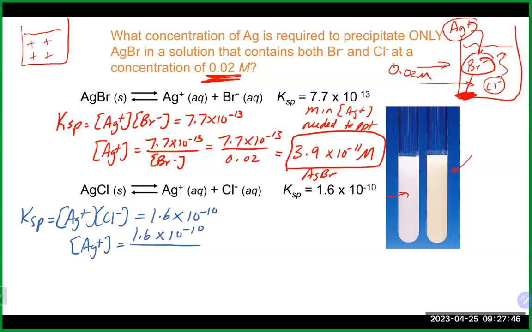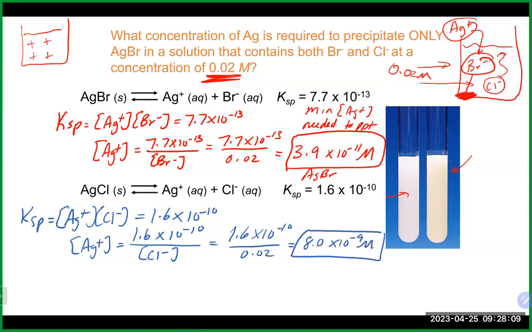We'll take our KSP divided by the concentration of our chloride, which again, we do know in this example is 0.02. And if we do that there, 1.6 to the minus 10 divided by 0.02, we would need something like 8.0 times 10 to the minus 9 molar. And that represents the minimum amount of silver that you would need to start to see silver chloride come out of solution. So that's the minimum silver concentration needed to precipitate out silver chloride.